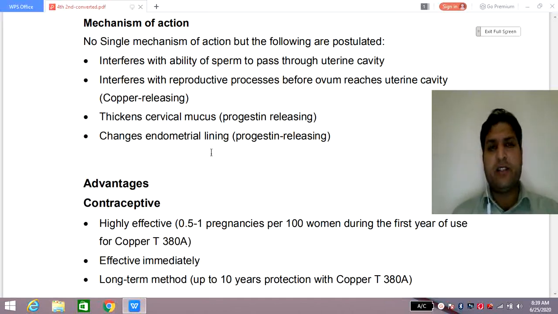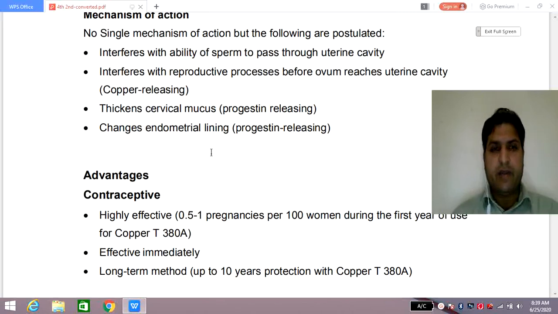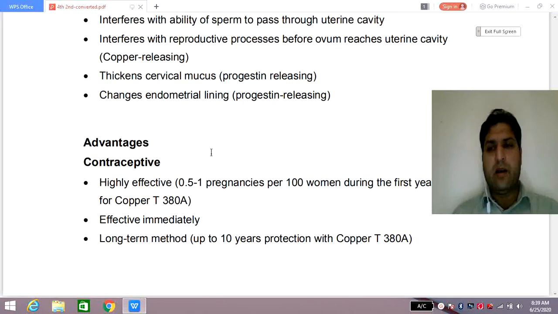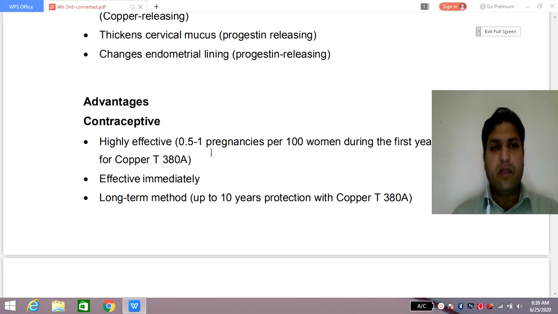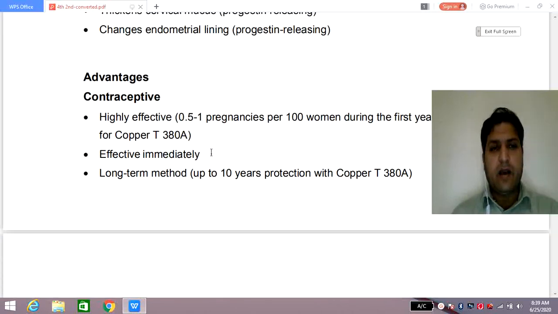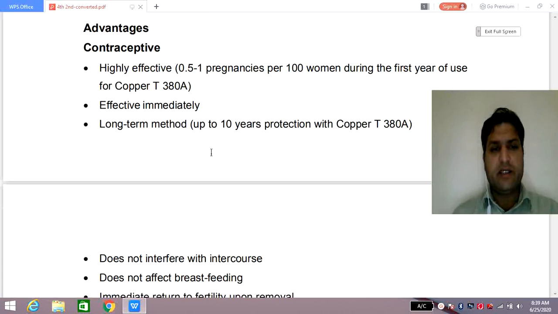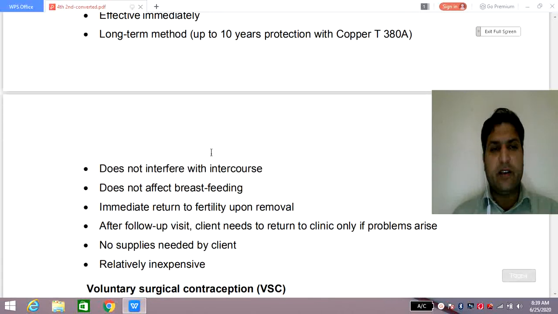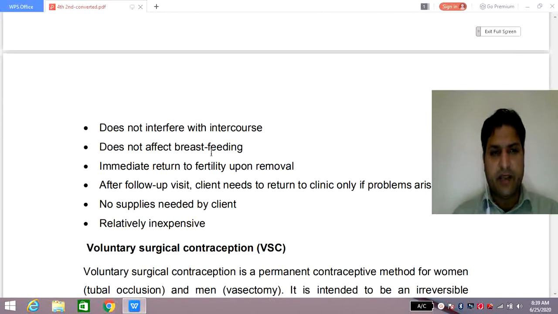They are to be inserted into the uterus through the vagina, and the main objective is to prevent the chance of pregnancy. Advantages: highly effective, effective immediately. Long-term methods don't interfere with intercourse and don't affect the breastfeeding mechanism. Yes, of course, there is an immediate return to fertility.